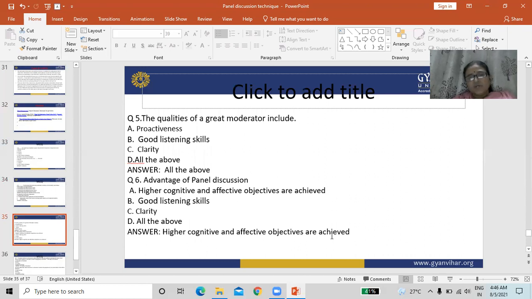Next MCQ: advantage of panel discussion. Option A, high cognitive and affective objectives are achieved. Option B, good listening skills. Option C, clarity. Option D, all of the above. Answer is high cognitive and affective objectives are achieved.